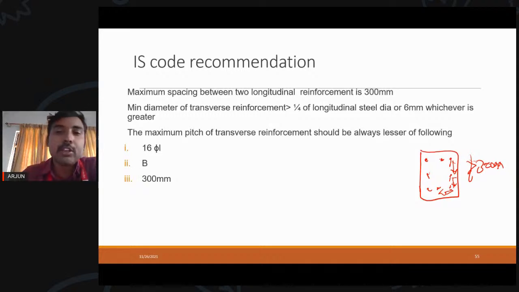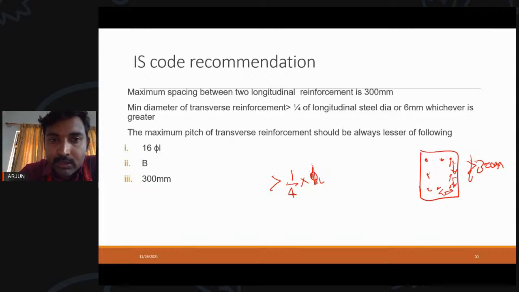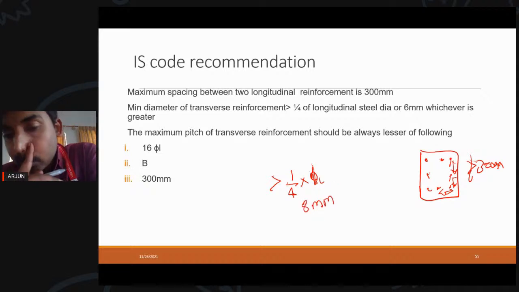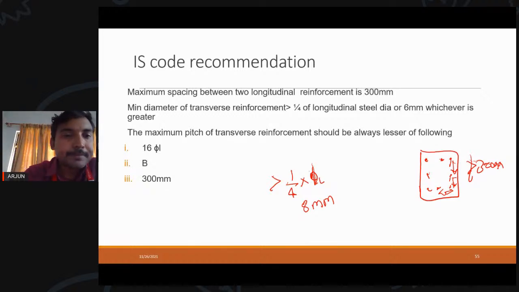It depends upon the diameter of the longitudinal reinforcement. Generally, we will consider the diameter of the lateral reinforcement as greater than 1/4 of the longitudinal reinforcement, or 6 mm, whichever is greater. For example, if you are using 32 mm diameter as the main reinforcement, then the lateral ties should be 8 mm. So you should not use less than 8 mm lateral ties.